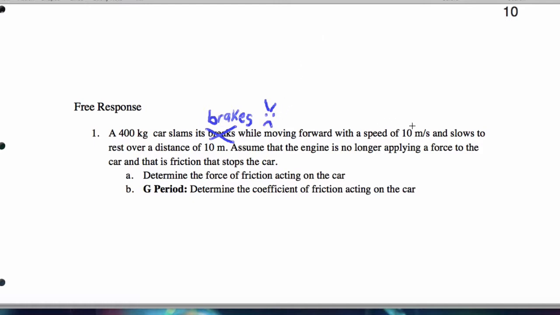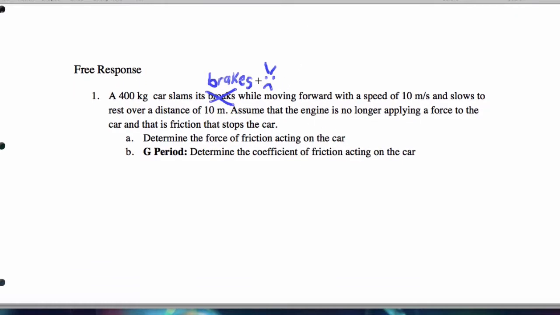The car is moving forward with a speed of 10 meters per second and slows to rest over a distance of 10 meters. We assume the engine is no longer applying a force to the car, and we want to determine the force of friction acting on the car. So we have the normal force on the car, we have the weight of the car, and we have a friction force going to the left, slowing it down.